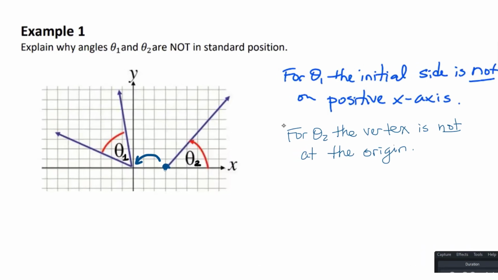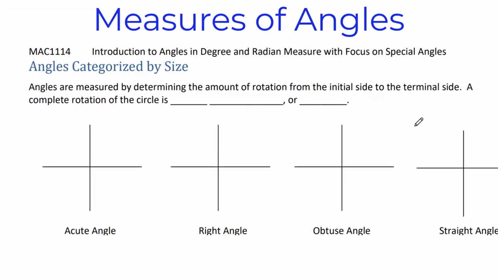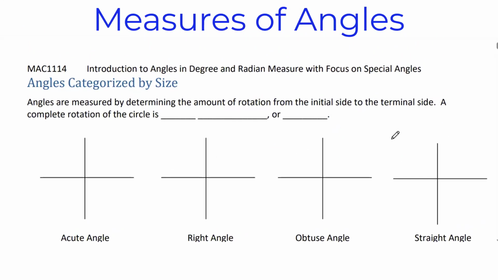All right, so angles are measured by determining the amount of rotation from the initial side to the terminal side. So you tell me, a complete rotation around the whole circle would be how many degrees?